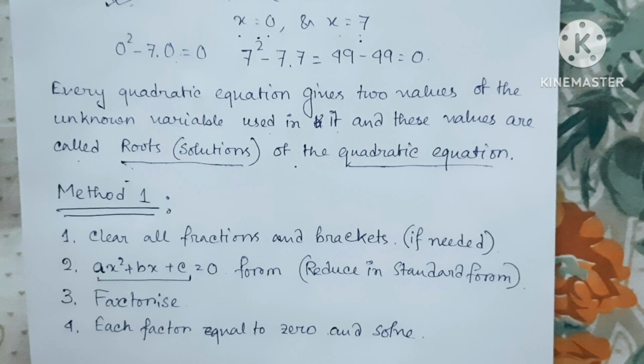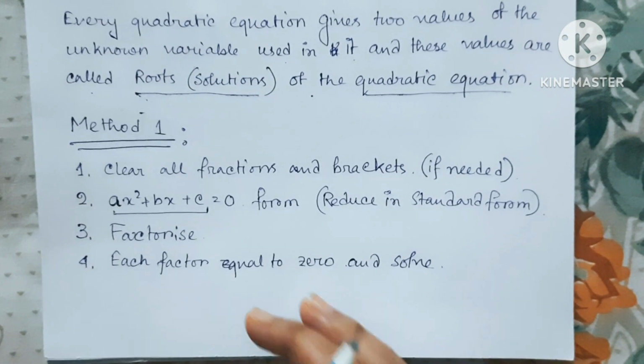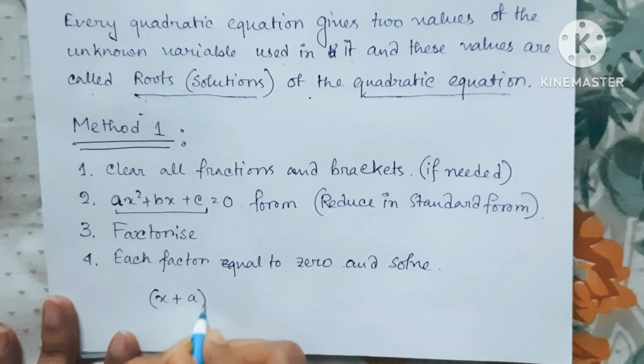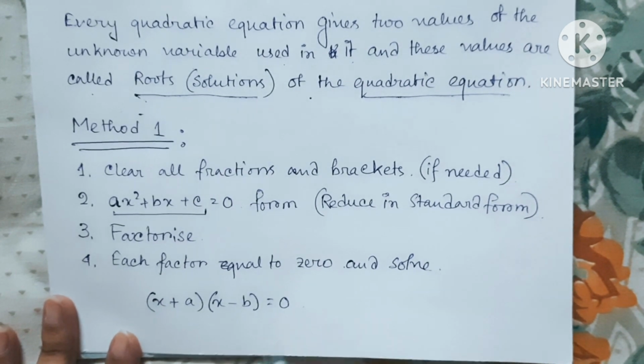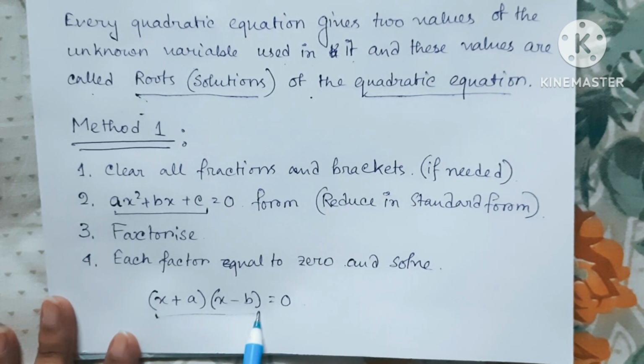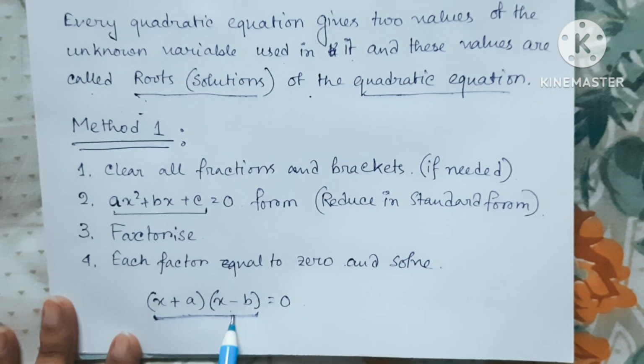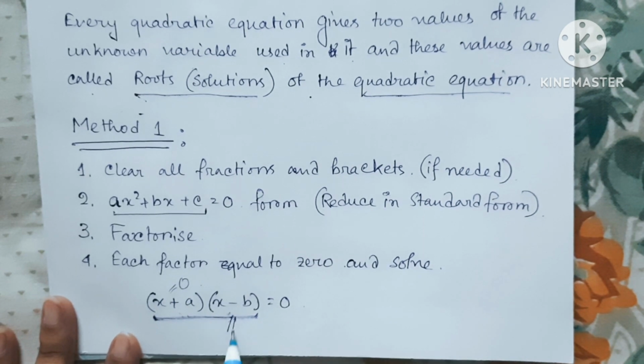Okay. Here I want to mention one thing, that is the zero product rule. Zero product rule, what does it mean? Suppose you have an expression that is a product of two expressions. Suppose you have x plus a into x minus b, that is 0. Okay, so this is a product of two terms that is equal to 0. Then at least one of these two expressions is 0. Either this one equal to 0 or that one equal to 0.